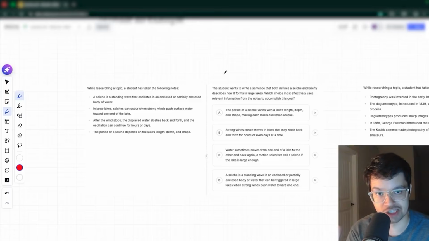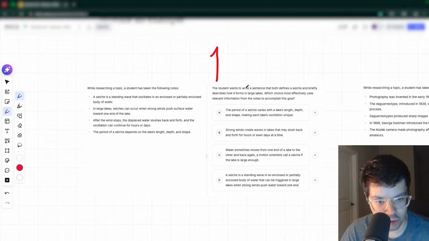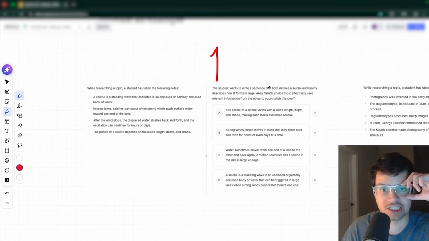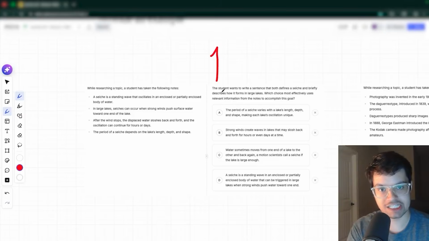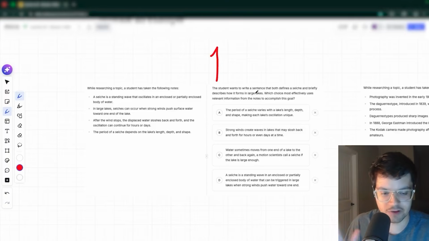So let me go through a few examples so you can really understand this for a second. So first, let's identify what the goal of this question is. The student wants to write a sentence that both defines a seiche and briefly describes how it forms in large lakes. One really useful thing you can do at this step is try to actually rephrase what it's asking for in your mind. This is actually what I say to do for the passages in passage questions from my other video. And if you think about it, it's a similar thing, because in a way, this is the passage for a question like this, because this is the thing that gives us the majority of the information we're basing our answer on. So that's just kind of an interesting thing.